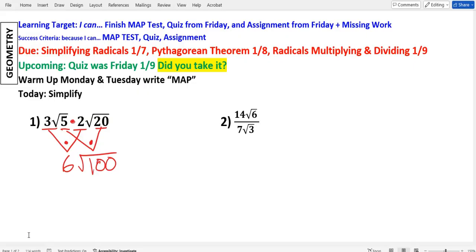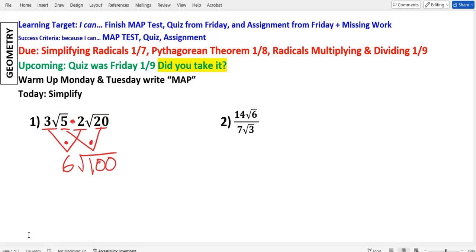If you stop there, you're kind of on the way, but you're not there yet. The last thing you want to do is, if you can, reduce that radical. And you can. Now, you could technically reduce it just by looking at it. Hopefully, you know 100 is a square number. What times itself is 100? 10 times 10 is 100.